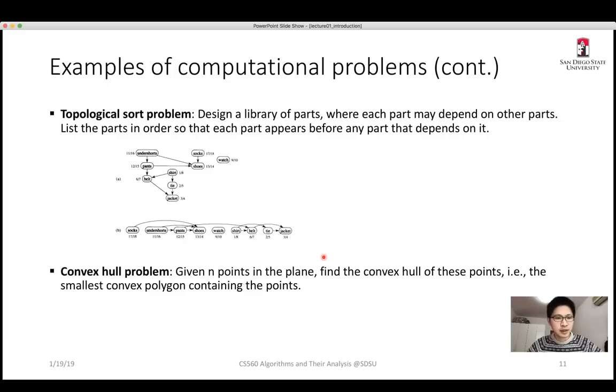Another famous problem is the convex hull problem. Given a plane and some points on the plane, the problem is to find the convex hull of those points. That means finding the smallest convex polygon that contains all the points. It may be clearer if I show this graph here. We have those nails on the plane that represent the points, and the task is to find the smallest convex polygon, indicated by the red lines, that includes all the nails, all the points within the polygon.